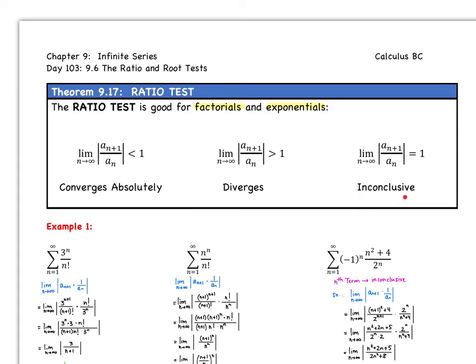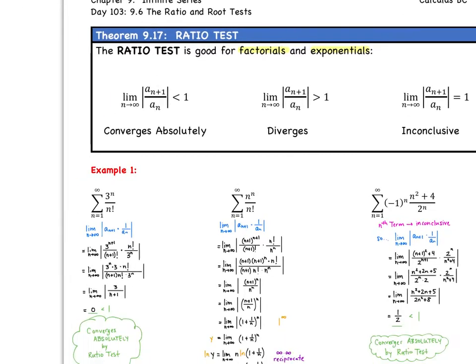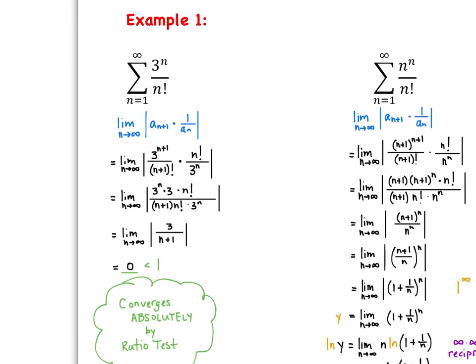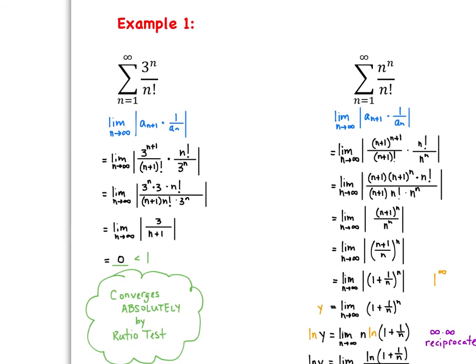Okay, so let's look at this first example and see how the ratio test works. We have the series from n = 1 to infinity of 3 to the n over n factorial. So I see an exponential and I see a factorial. This is a good time to use the ratio test, especially because of the factorial portion.